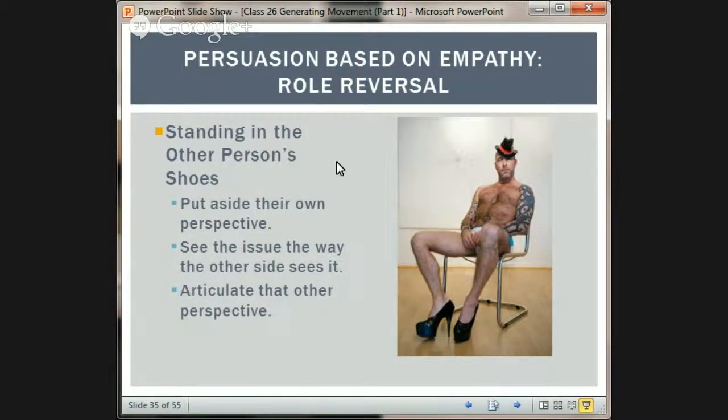So as we talked about in Module 3, one of the things that we're trying to do is getting people to stand in the other person's shoes. So to at least temporarily put aside their own perspective, see the issue the way the other side sees it, and articulate that other perspective. So it's this idea, as I mentioned in last class, of putting all that stuff in the middle and just being able to have everybody see it and begin to understand it and begin to acknowledge and appreciate it. Not necessarily agree, but just see it.